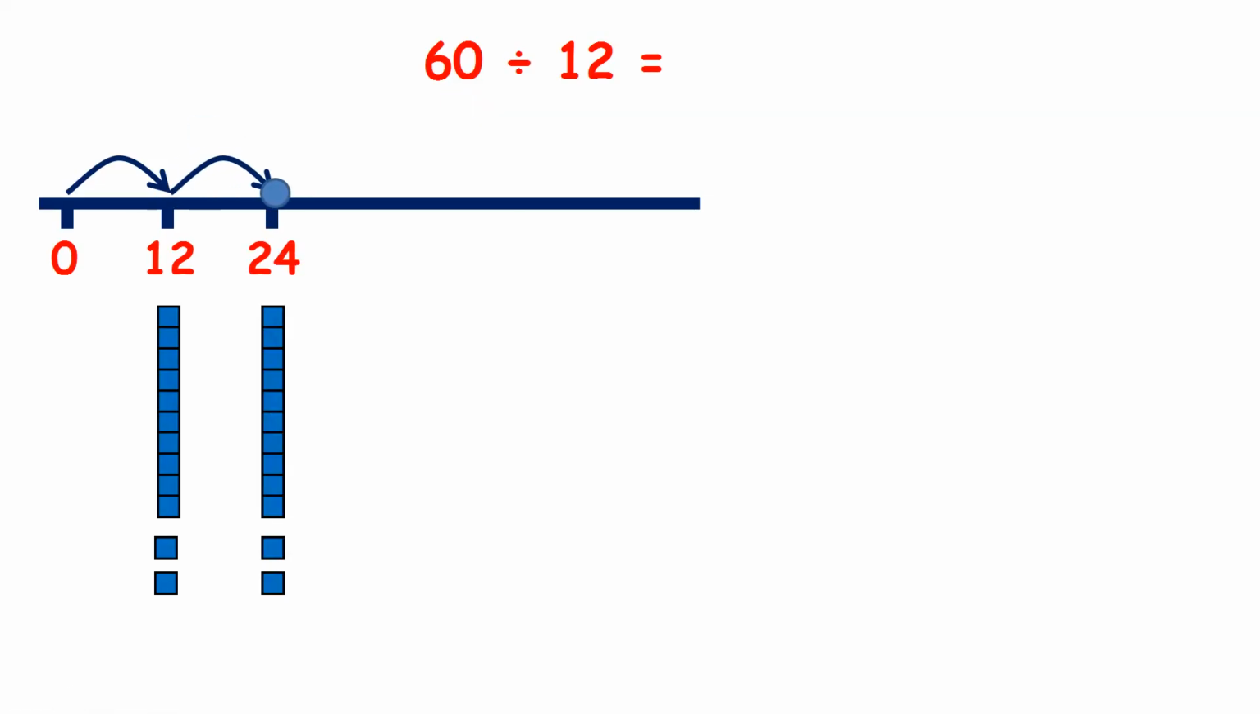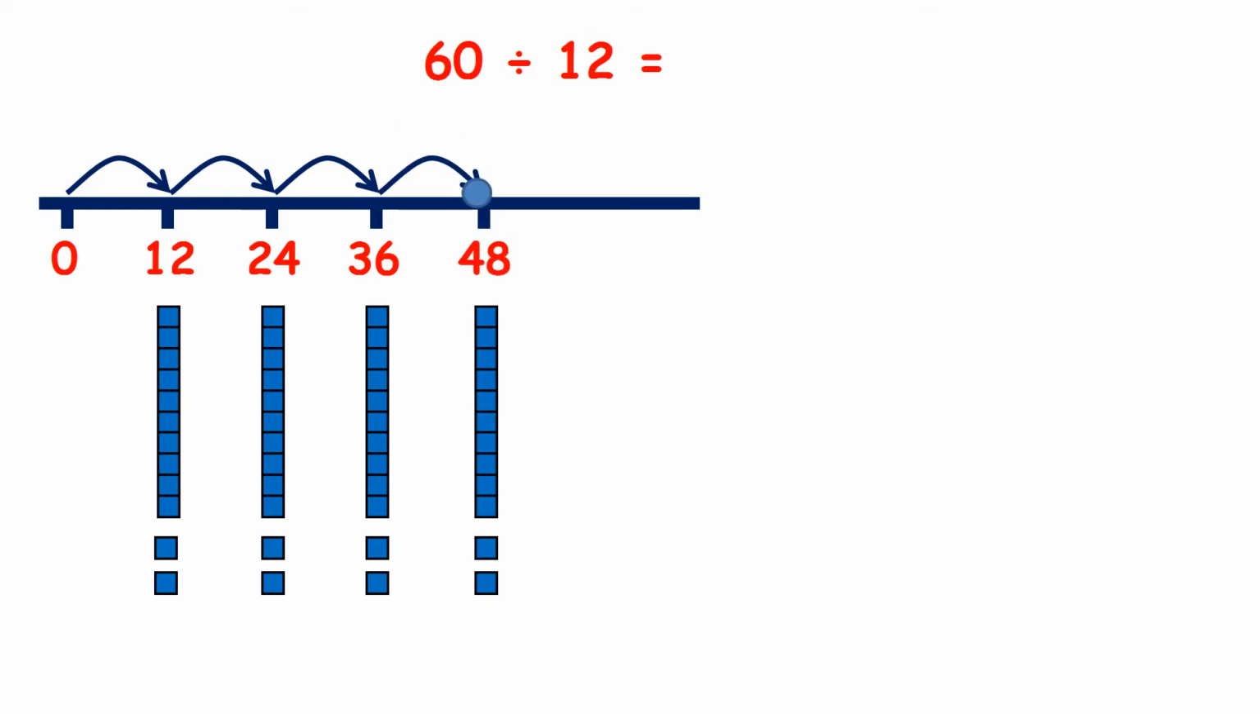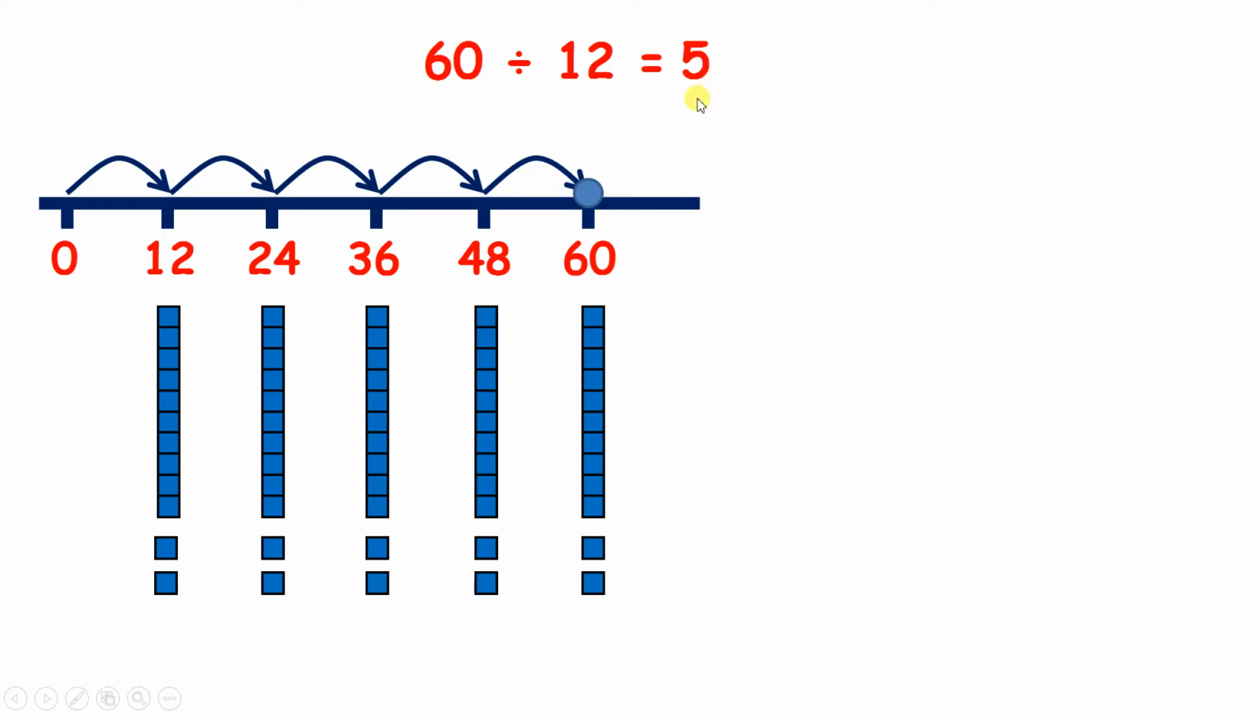12, 24, 36, 48, 60, and we needed 5 jumps to get to 60, so we've made 5 groups of 12, so our answer is 5. Now we could have started at 60 and taken away 12 each time until we got to 0, and we would still have counted 5 jumps, but it's easier to count forwards in steps of 12 rather than backwards.